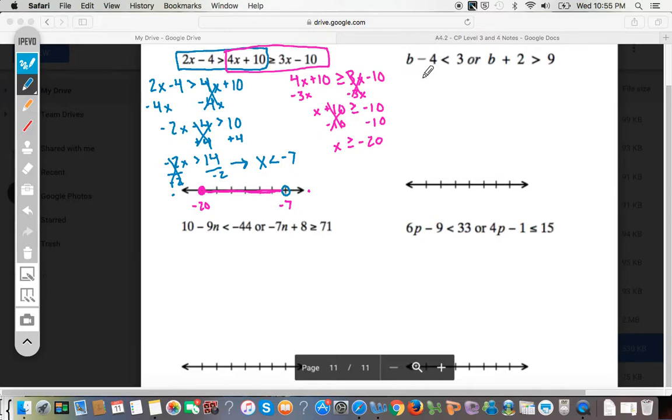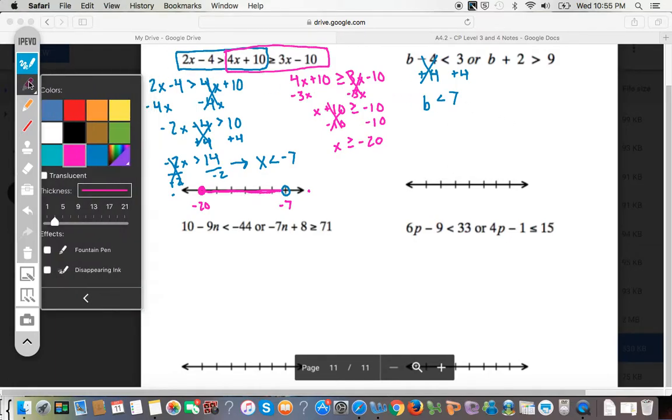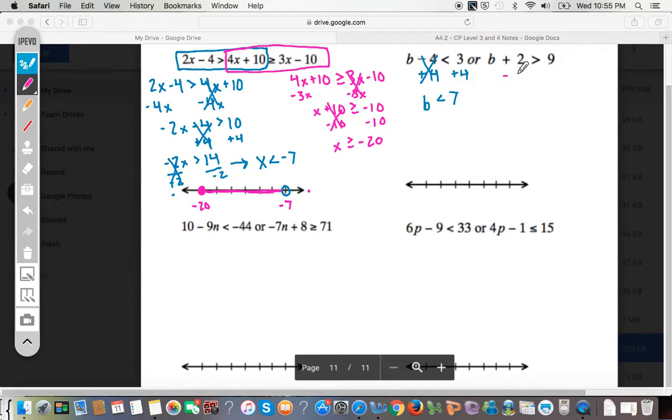So I'll take a look at this first one. I will add 4 to both sides. That cancels, so I have b is less than 7. So I'll go over here. I have b minus 2 is greater than 9, or b plus 2 is greater than 9, so I'll subtract 2. So I have b is greater than 7. Okay? So I'll put a 7 right here, 8, 9, put a 5 right here.